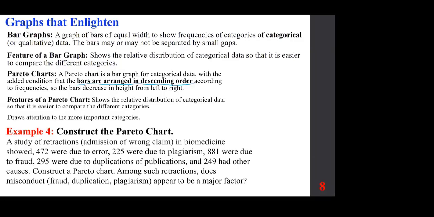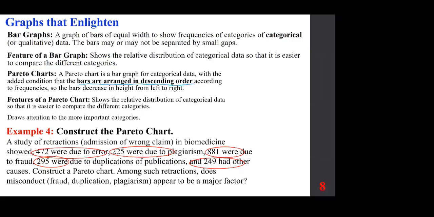Thank you so much. Obviously, it's fairly easy to come up with the chart. I don't think anybody has any problem with the chart. I want you to pay attention to the numbers: 472, 225, 881, 295, and finally 249. So we want to go from the largest, which is 881, were due to fraud. That would be the very first bar, and that's the largest.